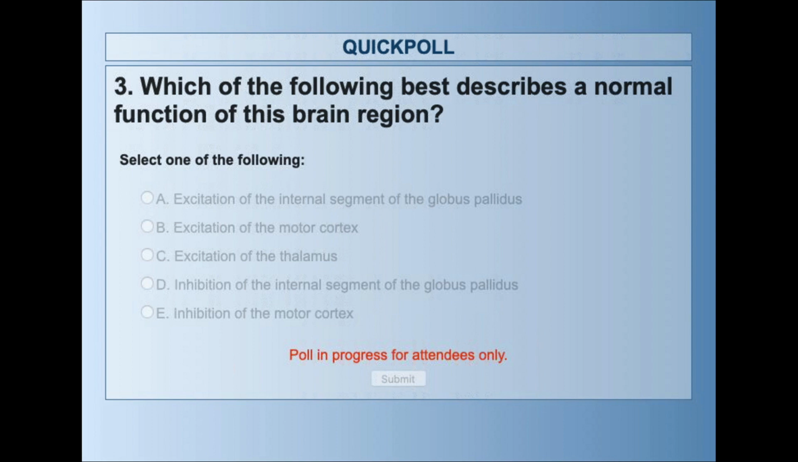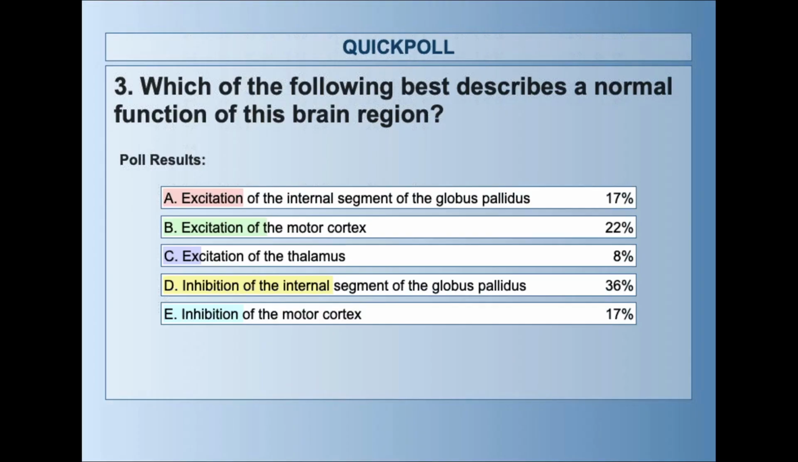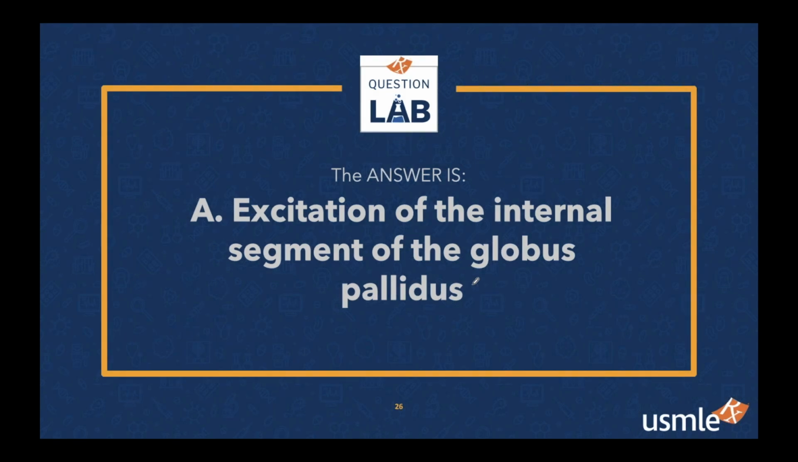All right, I see the responses coming in. We'll give all of you a few more seconds here. All right, and let's take a look and see what all of you selected. And it looks like 36% of you selected inhibition of the internal segment of the globus pallidus. And in second place was excitation of the motor cortex. Let's see what the correct answer is. And the correct answer is A, excitation of the internal segment of the globus pallidus. And 17% of you got it right. A challenging question indeed, but don't worry, Boris is going to explain it to you.